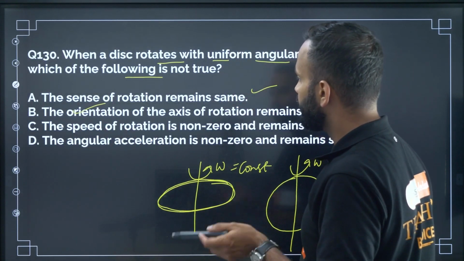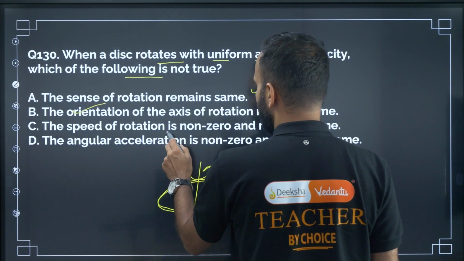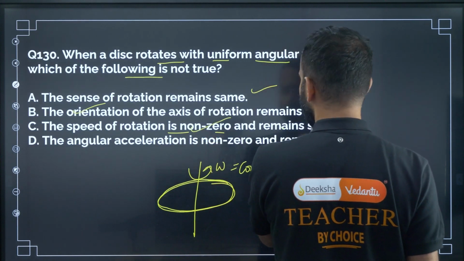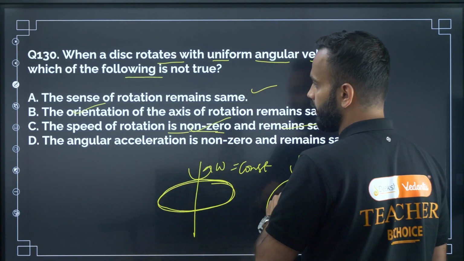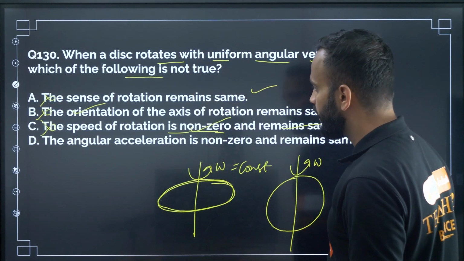Here we need to find the wrong statement or false statement. The speed of the rotation is non-zero, correct, and remains same. Again, this statement is also correct, right? Option C is wrong. A, B, C are wrong. The remaining option is D.